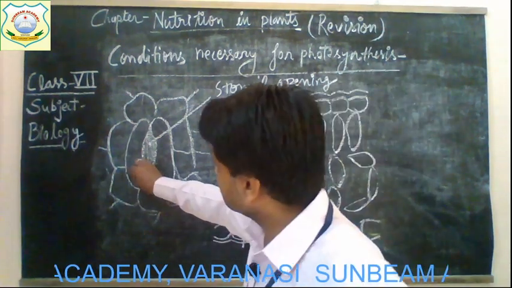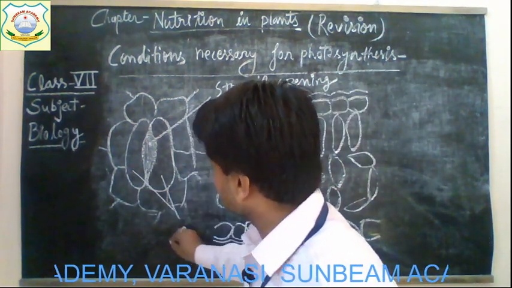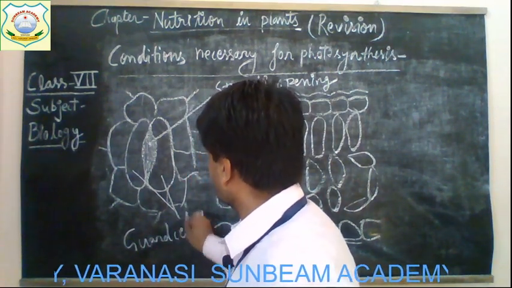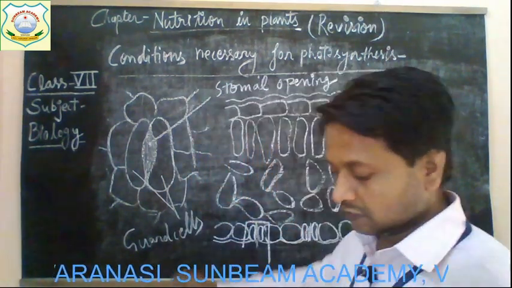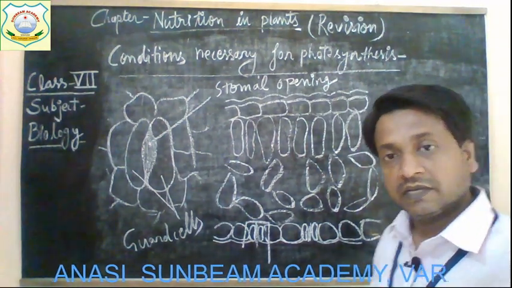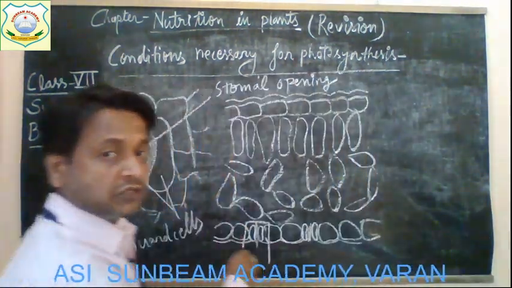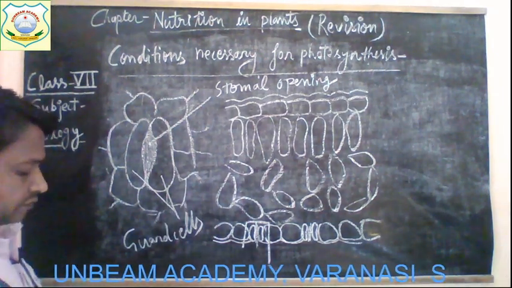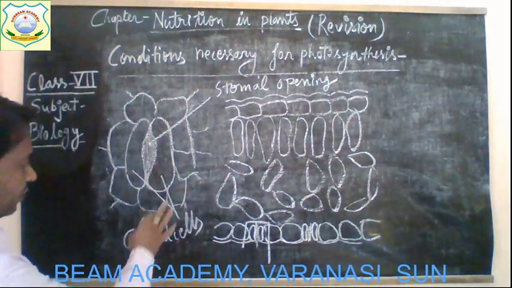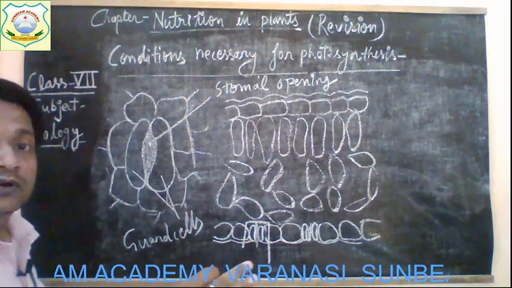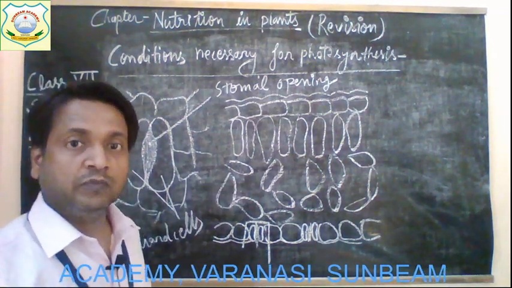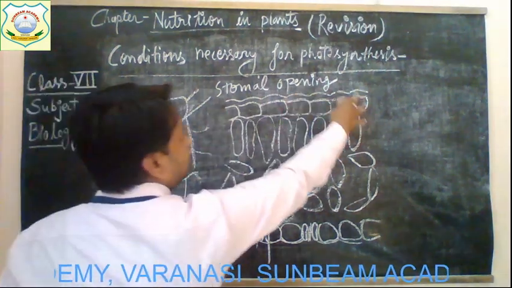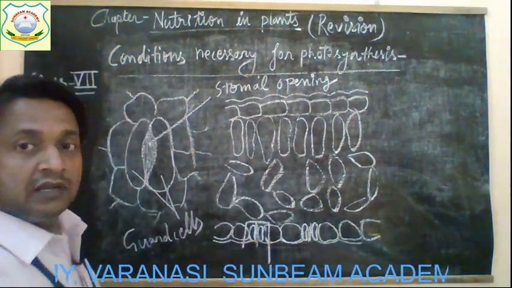Okay, and these two cells are known as guard cells. Clear children? Understood the structure of these guard cells and this stomata? Hmm? This is the stomatal opening, and these cells which surround the stomatal opening are the guard cells. And this is the complete internal structure of the leaf.